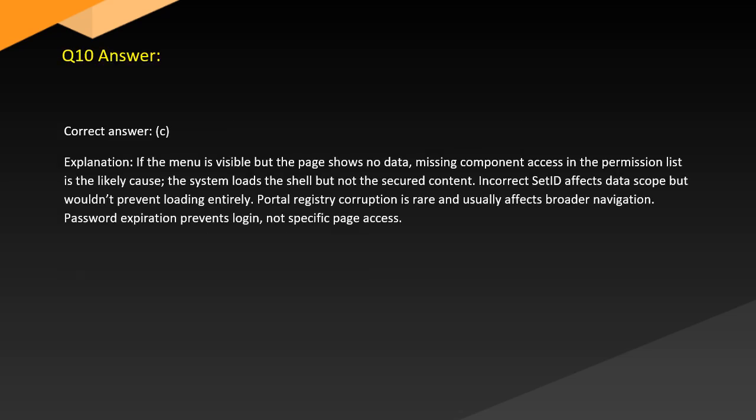Answer. Correct answer. C. Explanation. If the menu is visible but the page shows no data, missing component access in the permission list is the likely cause. If the system loads the shell but not the secured content, incorrect SetID affects data scope but wouldn't prevent loading entirely. Portal registry corruption is rare and usually affects broader navigation. Password expiration prevents login, not specific page access.